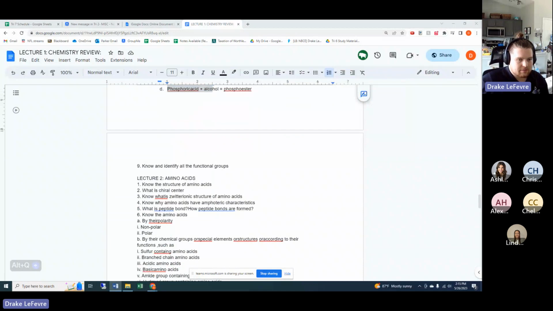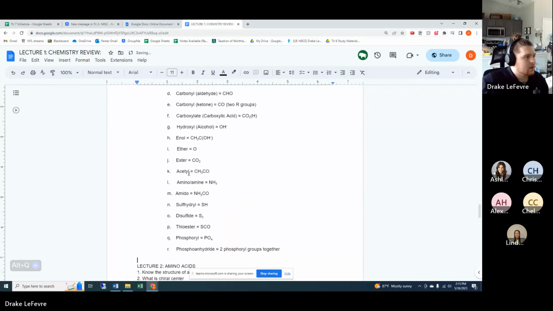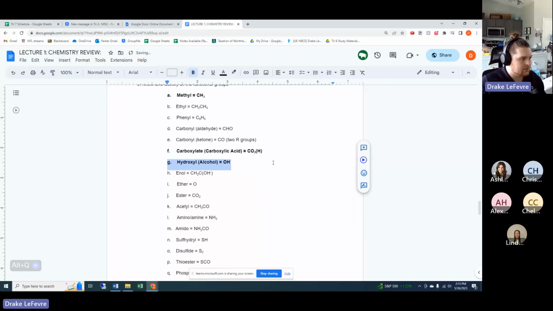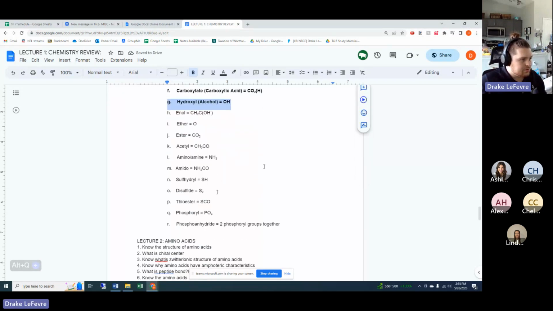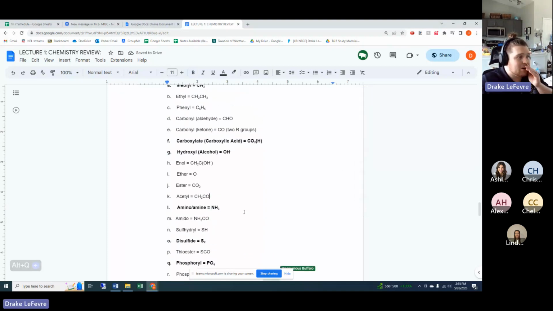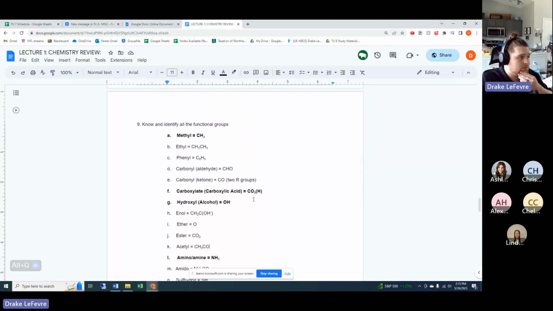Know and identify all of the functional groups. The ones you're really going to want to know: methyl, which we talk a lot about, carboxylate, hydroxyl, sulfhydryl, phosphoryl, and then the amine. I think those are the main ones you want to know.